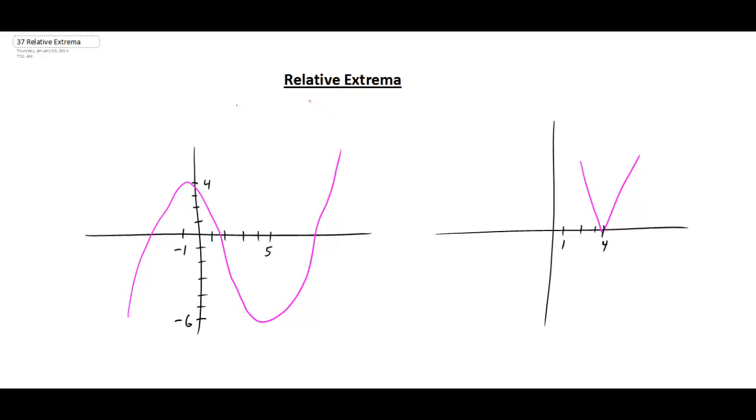Here in this video, we're going to look at relative extrema. In the previous video, we were looking at extrema, or absolute extrema. And here, with the relative extrema, you're basically looking at your high or low point. This is looking at the graph on an open interval.